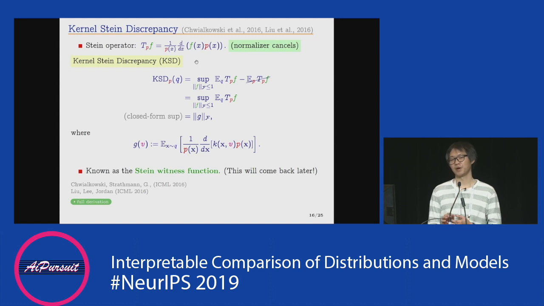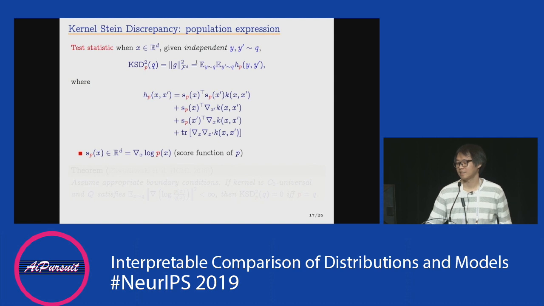Okay, so how do we compute this norm of g? It turns out that the squared kernel Stein discrepancy can be written in this form with double expectations of a function h, where h looks like this long expression here, where s_p is just the score function. It's the gradient of the log density of p. So this h function depends on the score function of p. It depends on the kernel k. It also depends on the derivative of the kernel.